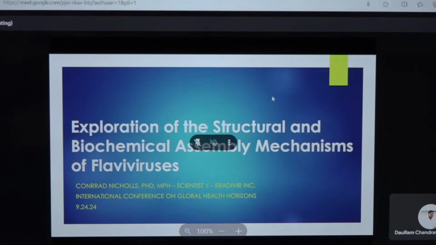Flaviviruses, particularly plague viruses, and skin disease. Now, these two viruses are quite endemic in most of the world. I won't get into all that in a moment, but there are no drugs available to treat these viruses. So the main issue for me was better understanding the structural and biochemical assembly mechanisms of these viruses to then identify locations to develop drugs against.